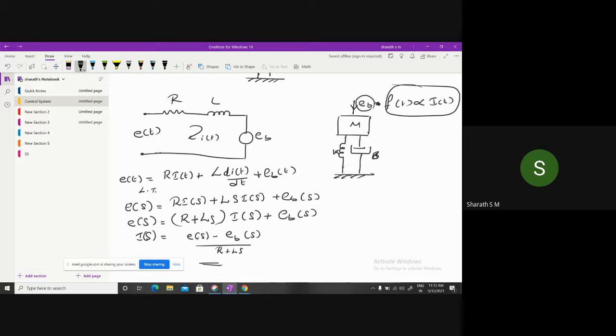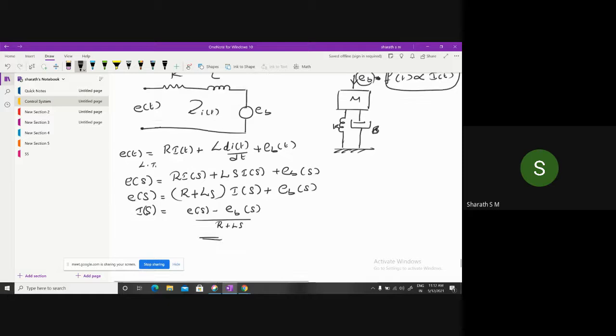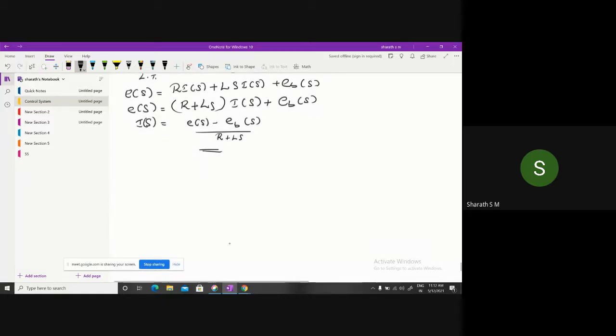Afterwards, for the mechanical system, we can write the equation. We have three elements. F of t is equal to mass into d square x of t divided by dt square plus k into x of t plus the friction element b into d by dt of x of t.